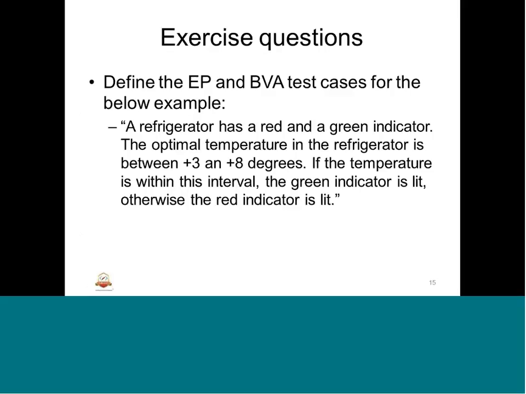Okay, so we have an exercise question. Define the EP and the BVA test cases for the below example. The example says the refrigerator has a red and green indicator. The optimal temperature in the refrigerator is between 3 and 8 degrees. If the temperature is within this interval, the green indicator is lit, otherwise the red indicator is lit. That means the indicator in the refrigerator will show green if the temperature is between 3 and 8. If it is beyond that, it will show red. So we need to draw equivalence partition as well as boundary value analysis test cases for the below.